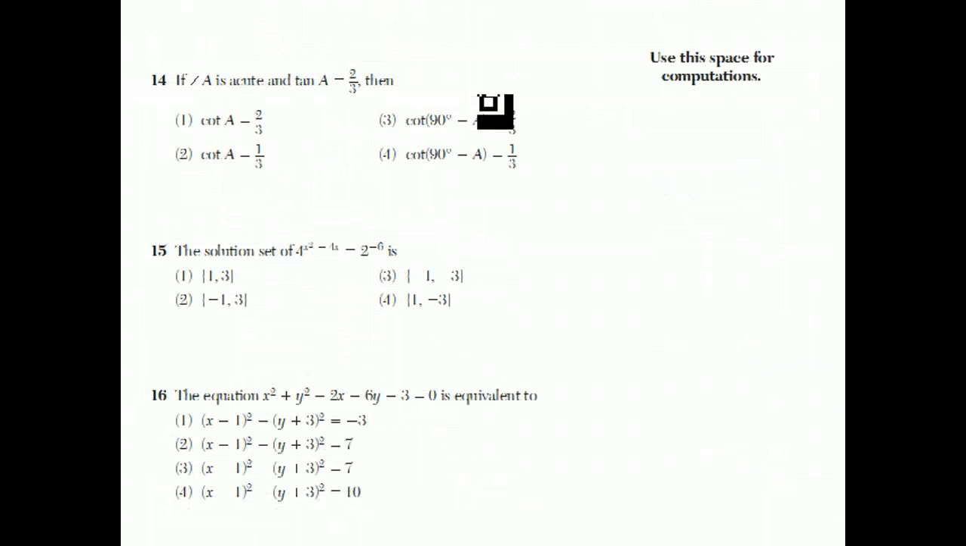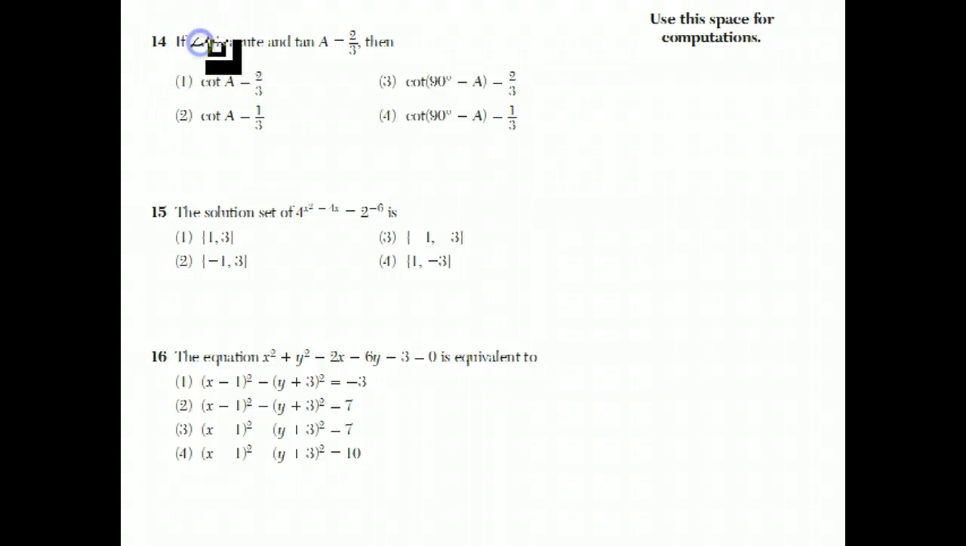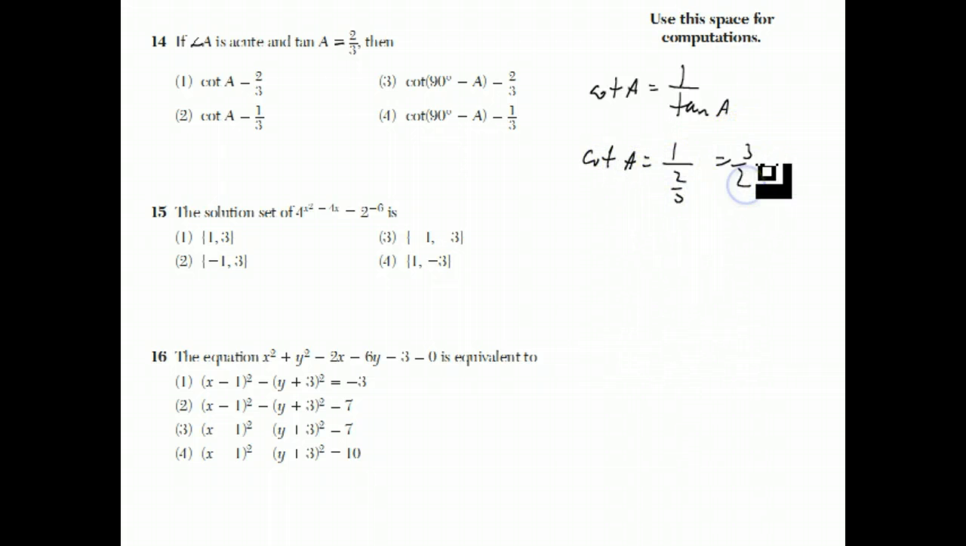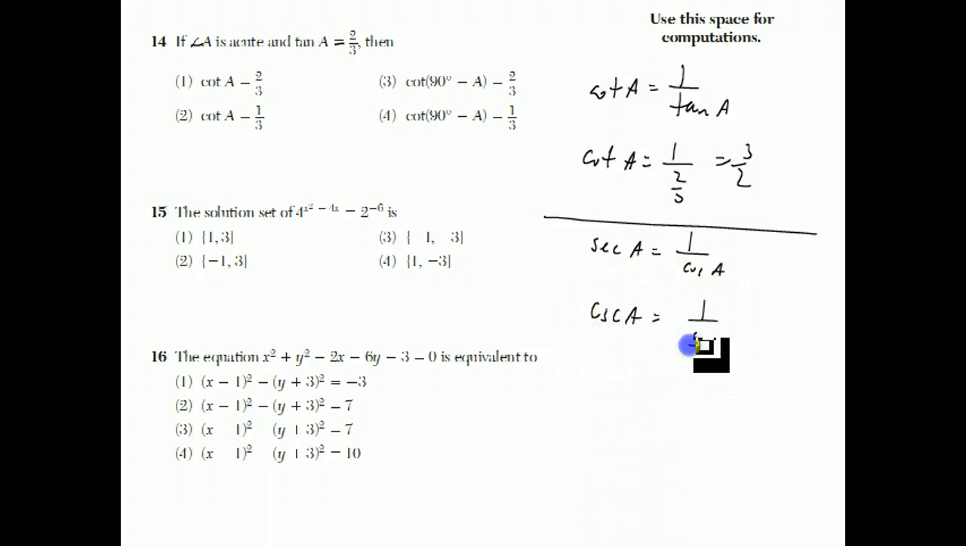Number 14. If angle A is acute and tan A equals 2/3, then, well, there's a couple of trig identities you should be aware of. One of them is that cotan of A is 1 over tan A. So one possible answer to this is cotan A equals 1 over 2/3 equals 3 over 2. That would be an answer if that were a choice, but it's not a choice. The reciprocal identities are cotan equals 1 over tan, secant equals 1 over cosine, and cosecant equals 1 over sine.